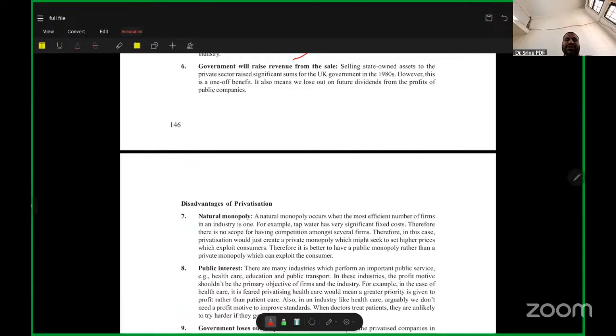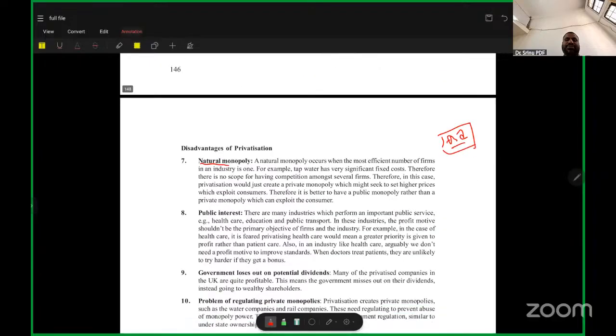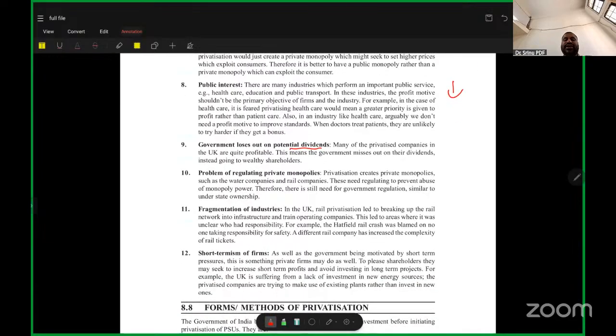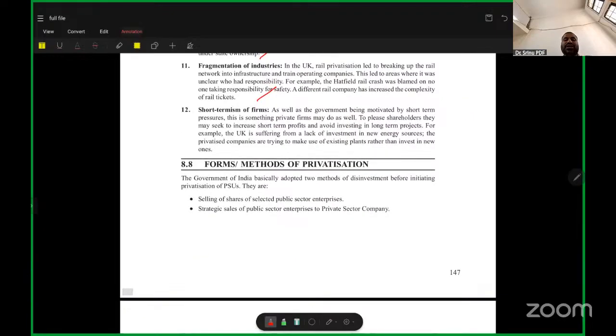Disadvantages: natural monopoly. Now, if you see, most of the industries are controlled by the Adani group only. So that is one of the major reasons. Public interest is reduced. Government loses out on potential dividends. Whatever profit they would get, they will lose because the private parties will take it over. Problems regulating private monopolies and fragmentation of industries. Short termism of firms. So these are all the disadvantages.